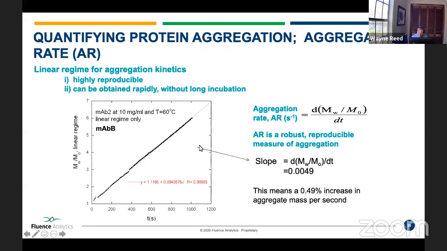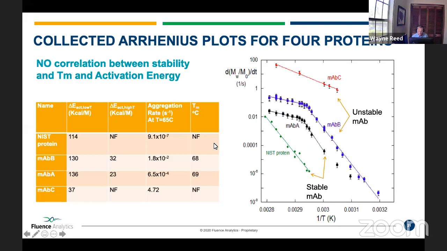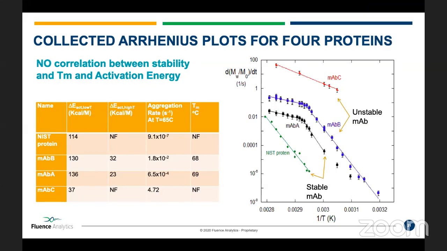It means you get 0.5% increase in molecular weight per second. So that we get that number, this aggregation rate in inverse seconds. If you go to the next now, we can make an Arrhenius plot. You see on the right-hand side, that derivative, that is the aggregation rate versus reciprocal temperature, and you get these curves. So remember, the smaller the aggregation rate, the more stable.